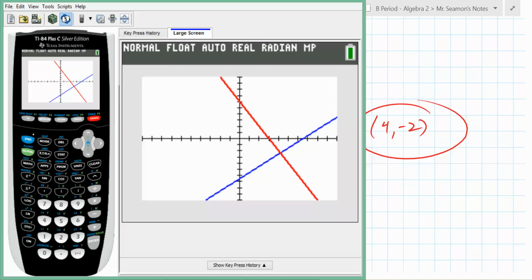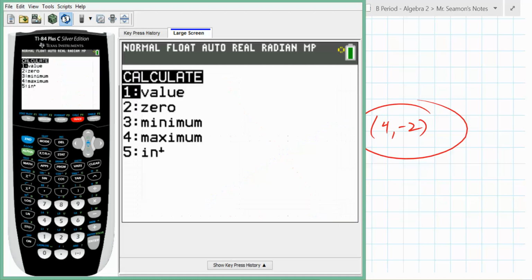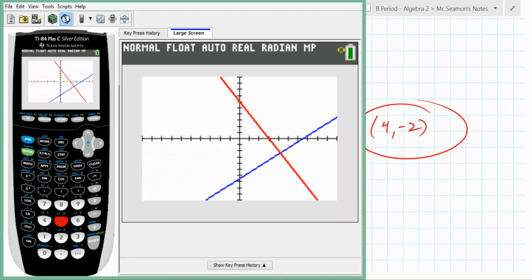Watch what happens. If I do second and then hit trace, there's a really cool function there. What's it called? Look at the 5th one. Intersect. If I go 5, what does it ask me for? First curve. It treats all functions as curves. So you see the blinking cursor? Yes. It's on the blue one.